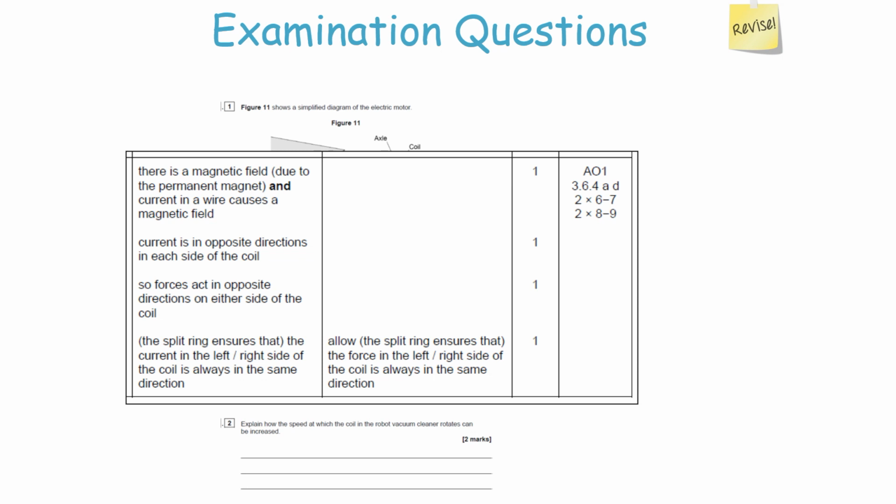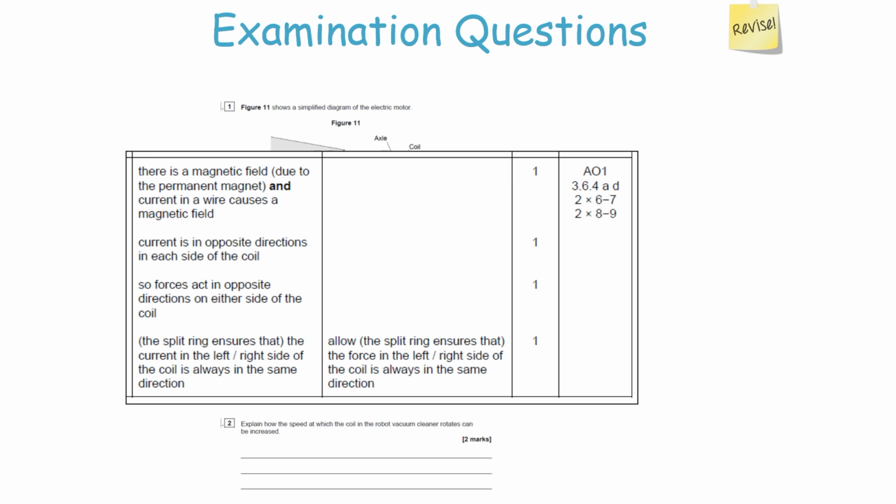Now, why is there a force on each side of the coil? Well, it's because the electromagnet and the permanent magnet will attract or repel each other because they're two magnets next to each other, and so as a result it'll cause it to rotate. You've then also got to remember that in every motor there's something called a split ring. Now the split ring commutator ensures that the coil will fully rotate and that the coil is always rotating in the same direction.